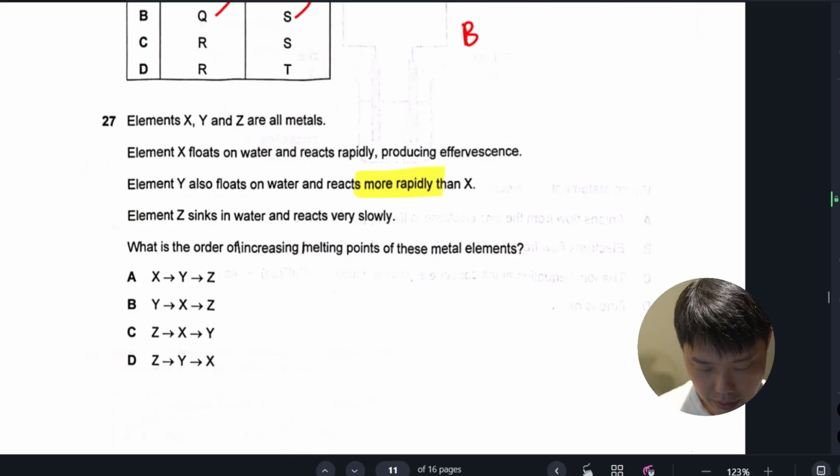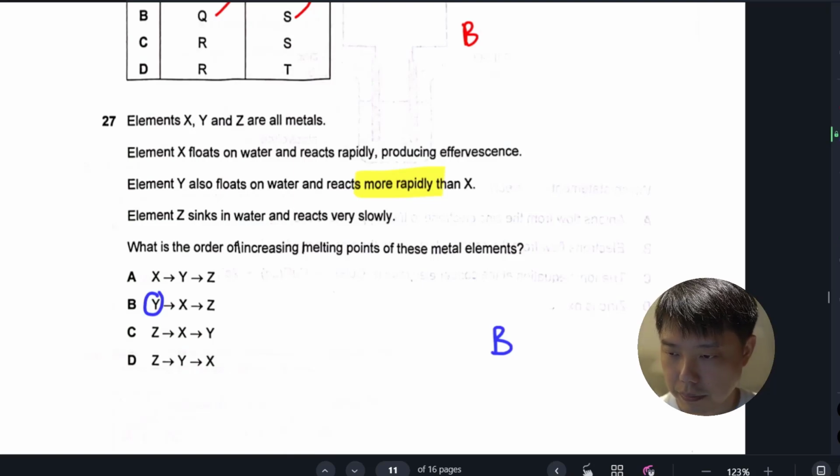So the concept that's tested here is that elements that react more vigorously with water are more reactive and have lower melting points. Elements that sink in water are usually denser and have higher melting points. So going by this theory, our most reactive is Y. So the only option that starts with Y is B, which is our answer here.